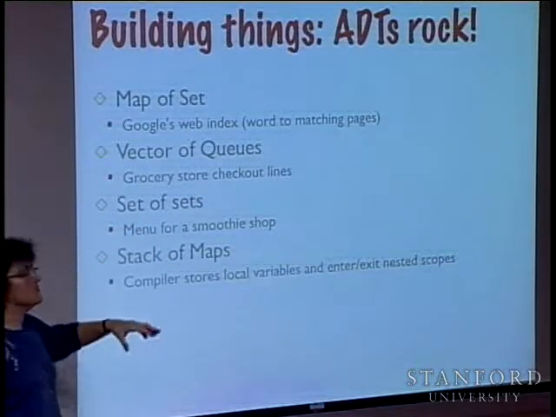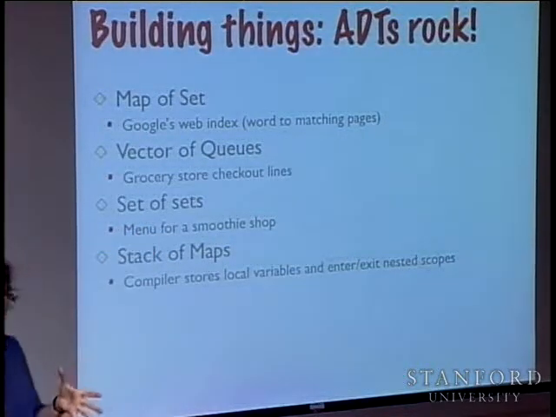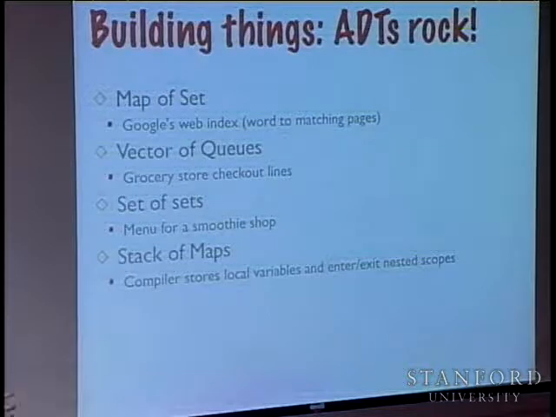And the menu for a smoothie shop is really just a bunch of those sets. So each set of ingredients is a particular smoothie they have, and then the set of all those sets is the menu that they post up on the board. You can come in and order.